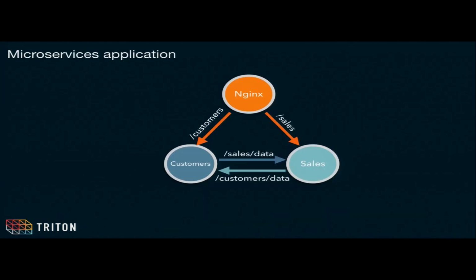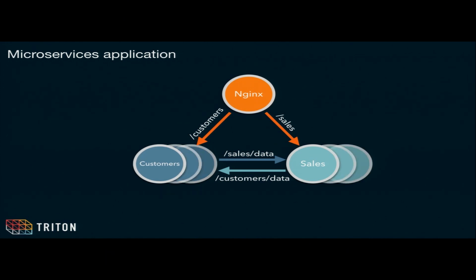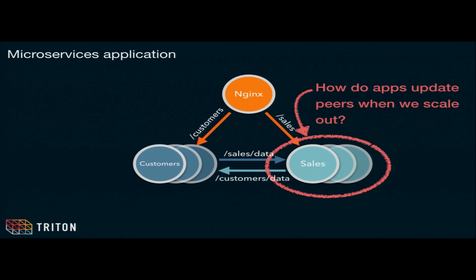The problem of load balancing. So this is a really stupidly simple microservices application. It's microservices because they talk to each other, I guess. Nobody's been able to define for me what a microservice is, but okay. So we've got customers and sales and Nginx that does the routing from the outside world. And of course, we're web scale, so we scale out. We have this question of, how do apps update their peers when they scale out? How does the customers app know I just added two more sales nodes?